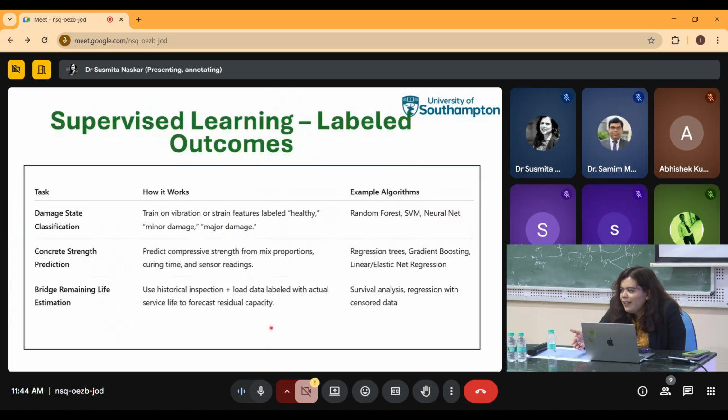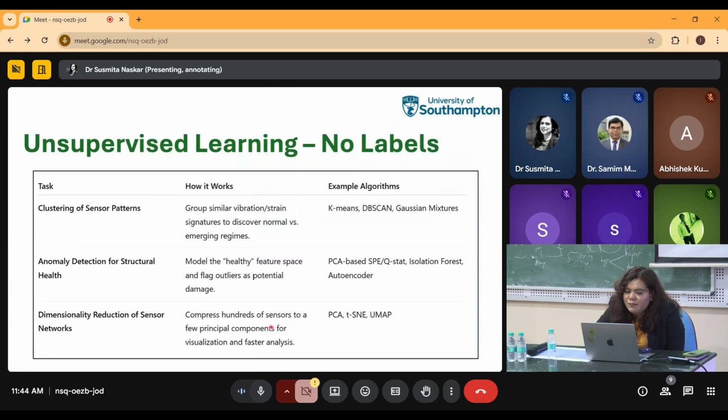Whereas when we do not give any data, or where there are no labels on the data, that's when we use unsupervised learning, right? So if you think about unsupervised learning, the clustering of sensor patterns, how do we do that? We group similar vibration data or similar strain data, signatures, to discover what is normal and what is emerging. Then depending on whether all the samples look similar or they don't, or they have different kinds of density in the sample, or there is noise, we can select the method, isn't it? So when do you use the Gaussian mixture?